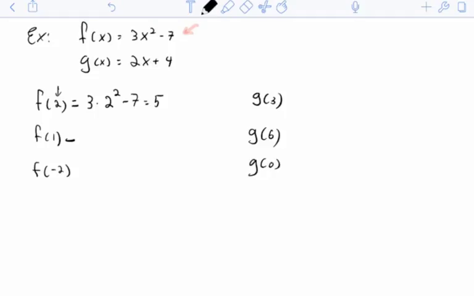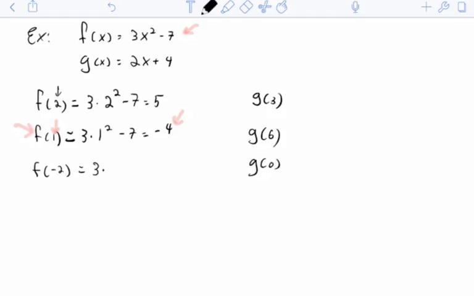I'm going to copy out the polynomial. Instead of writing the x's, I'm going to write 1's. 3 times 1 all squared minus 7. So the input is 1. Alright, so 3 minus 4. The polynomial I'm using is the f polynomial, and the output for that polynomial is minus 4. Does that make sense to you? Alright.